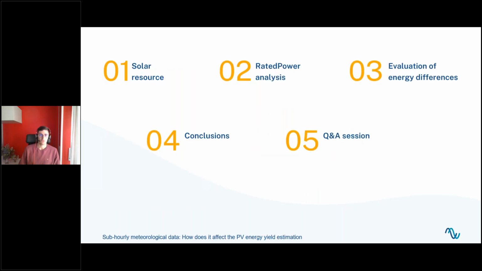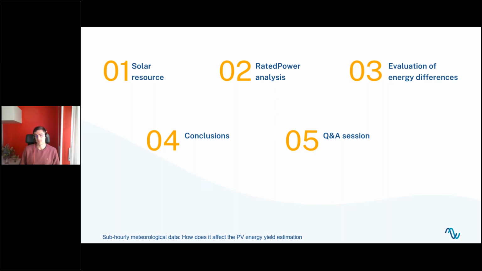During this session, we will first introduce the topic of sub-hourly, reviewing the importance of the solar resource when carrying out a simulation. Then we will go through an analysis that we did at RatedPower comparing the energy results of hourly simulations and sub-hourly simulations.